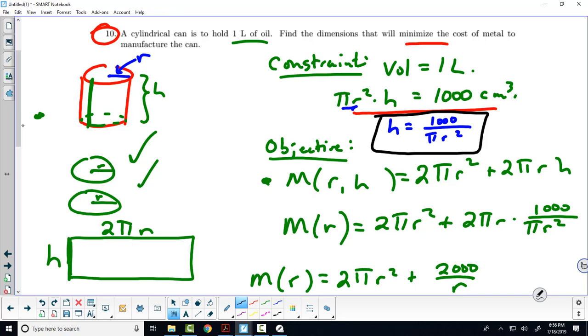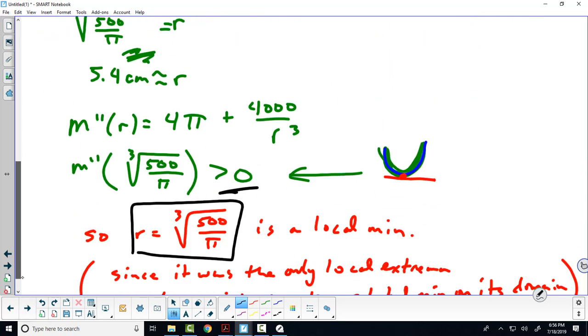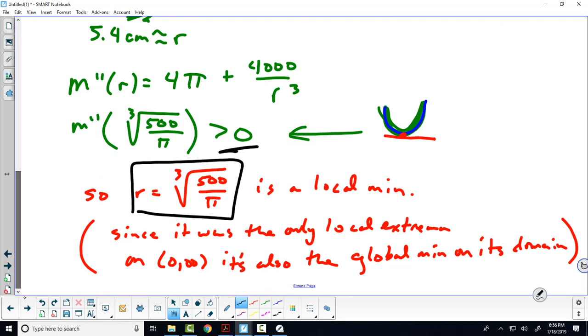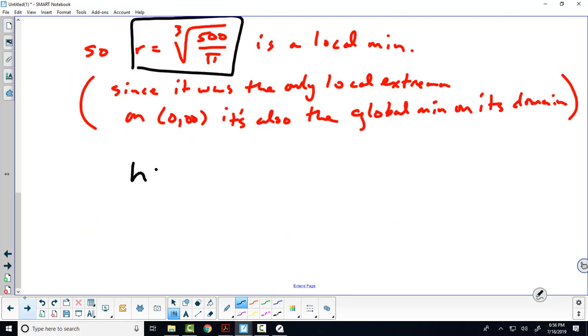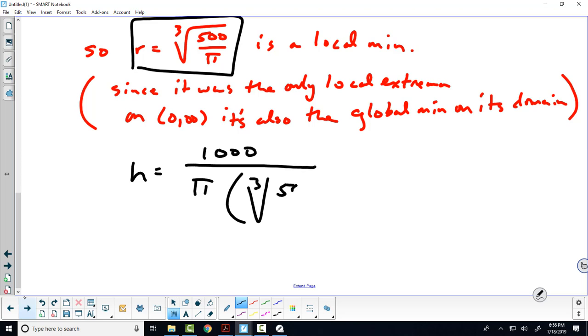Okay, so let's see, 1,000 over pi r squared. So we get that H is equal to 1,000 over pi times the cube root of 500 over pi squared. If you want, you could get a decimal approximation of that, but it's not required. There's the exact answer. I'm satisfied with parking it there, except for what? We should probably put centimeters on here and centimeters on there. Did we find the two dimensions? Yes. We've answered the question.